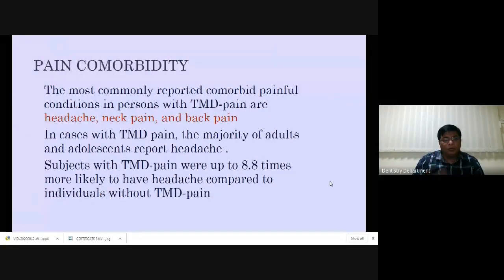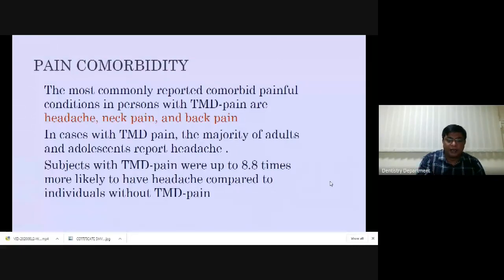So is there a pain comorbidity? Yes, many TMD pains are associated with headache, neck pain, and back pain. TMD pain is almost 8 or 9 times more likely to come with headache. What is the difference between headache and TMD pain? Again, with that questionnaire, we can easily find out. And headache is many times unilateral only.